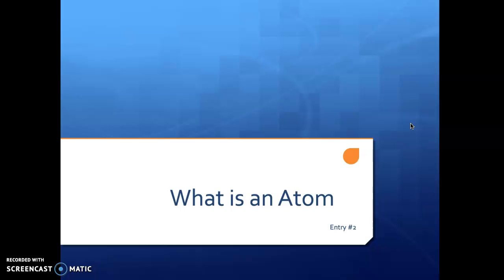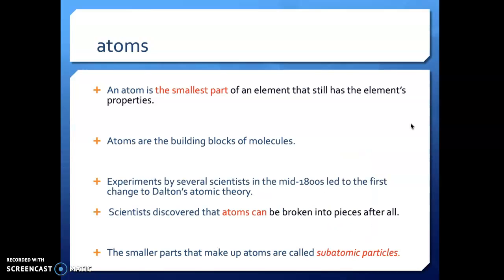So what is an atom or atomic structure? An atom is the smallest part of an element that maintains that element's properties. And these are the building blocks of molecules, which eventually are what we build into all the different things that we see, eat, touch, and so forth.